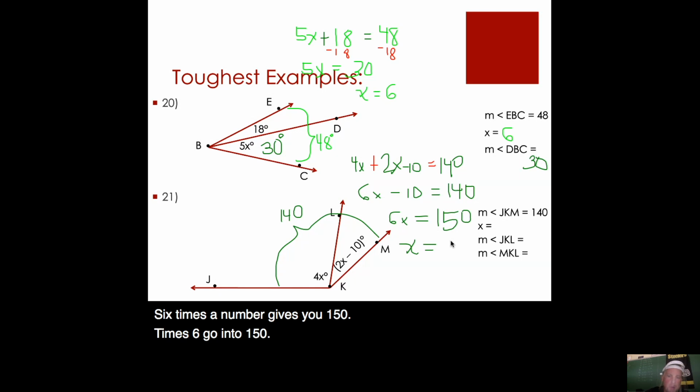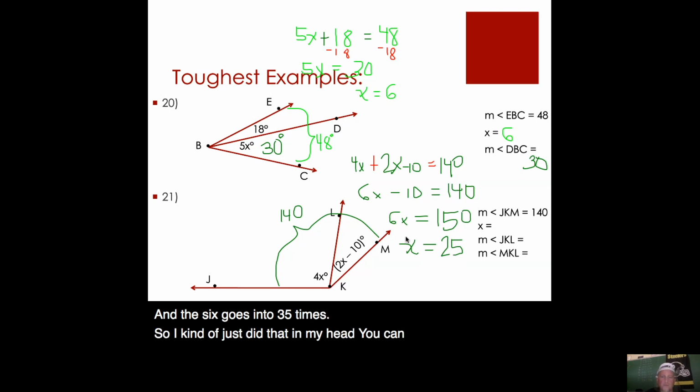Well, I know 6 goes into 15 twice, with 3 left over. When you bring that 0 down, 6 goes into 30 5 times. So I kind of just did that in my head. You can use a calculator too, it's fine. X is 25.